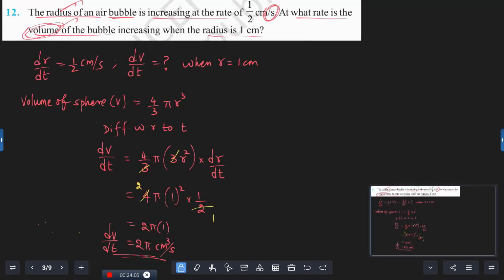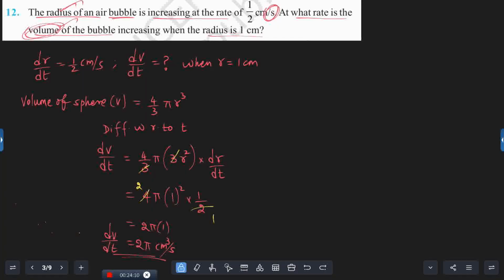I hope you understand this. Next, we will go to the 13th one. Do it fast. With the help of the question itself you can find what to differentiate with respect to.